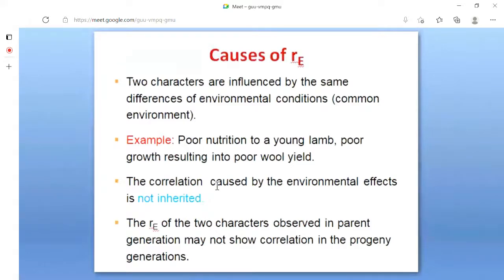Let's suppose character one is milk production and character two is the fat percentage. Sometimes the same environment, or a particular environment, may influence both the characters. Then in a different environment, both characters will change. The same thing: poor nutrition to a young lamb results in poor growth, resulting in poor wool yield. Okay, this is one example.